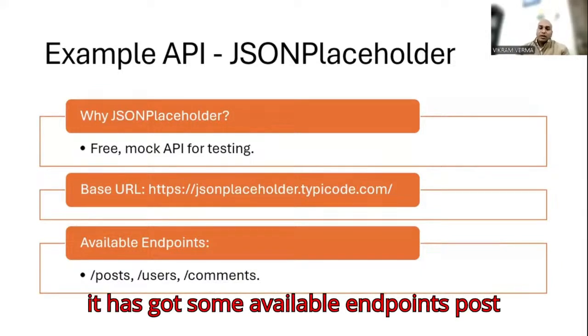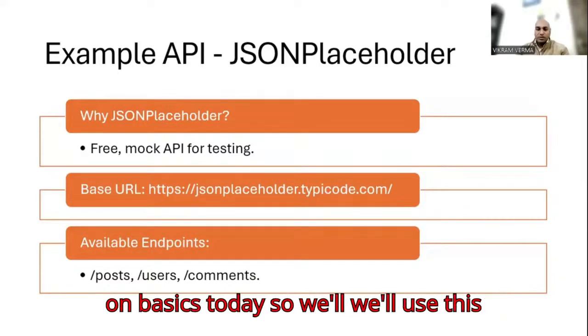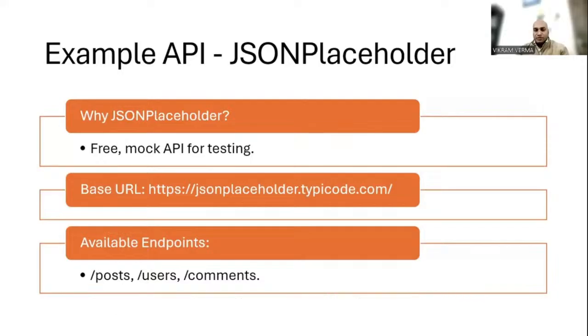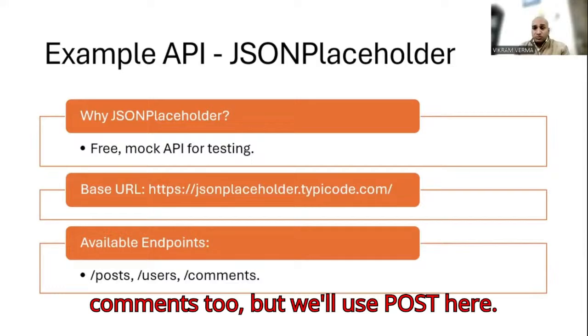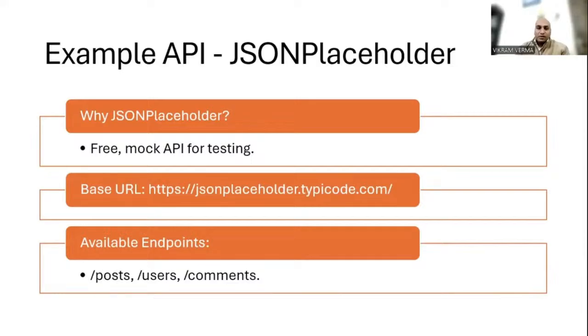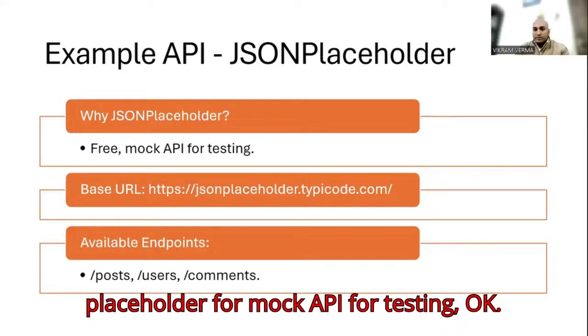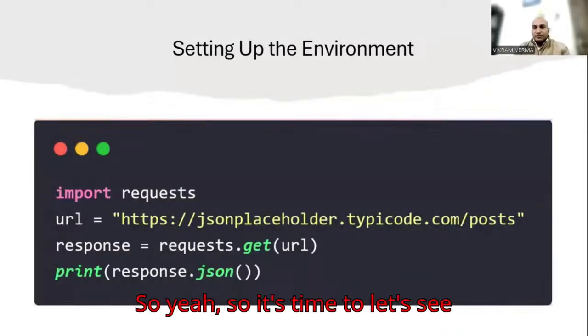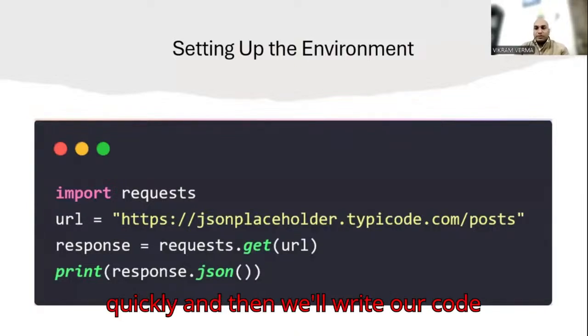It has some available endpoints: posts, users, and comments. Because we are working on basics today, we'll use the posts endpoint. We can use users and comments too, but we'll use posts here. So we are going to use JSON placeholder as a mock API for testing. Let's see quickly what we are going to do here, and then we'll write our code.